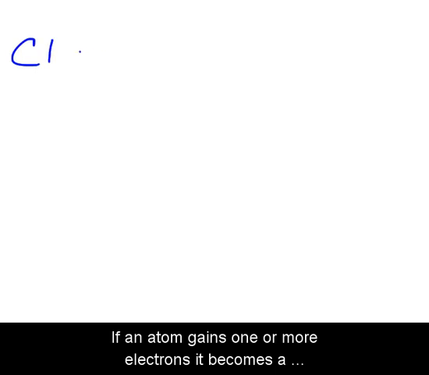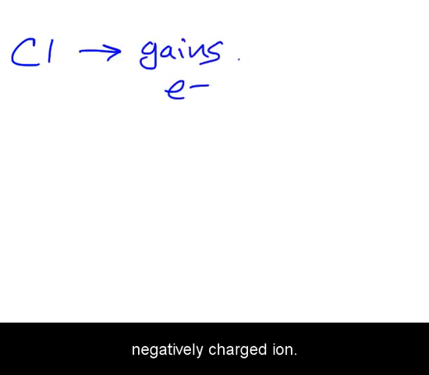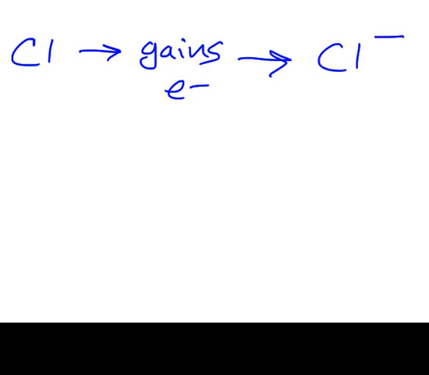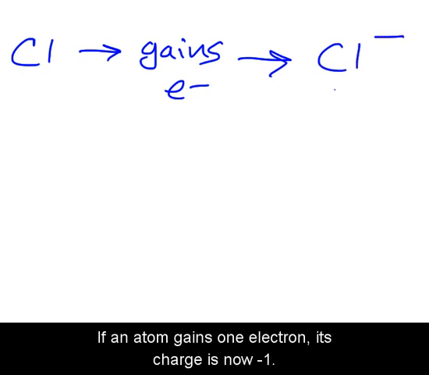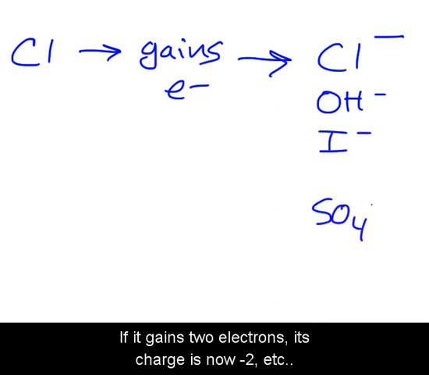If an atom gains one or more electrons, it becomes a negatively charged ion. If an atom gains 1 electron, its charge is now negative 1. If it gains 2 electrons, its charge is now negative 2, etc.